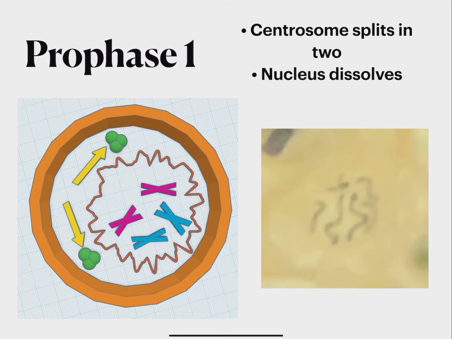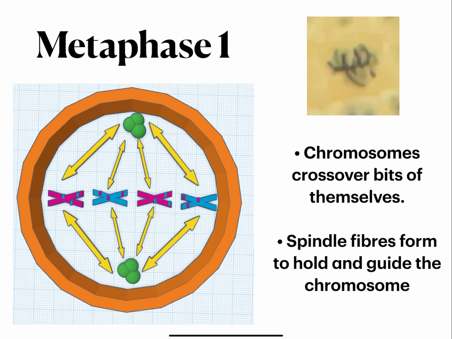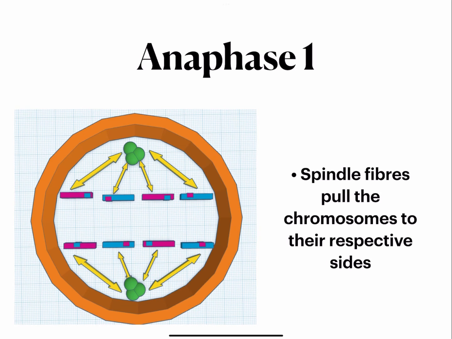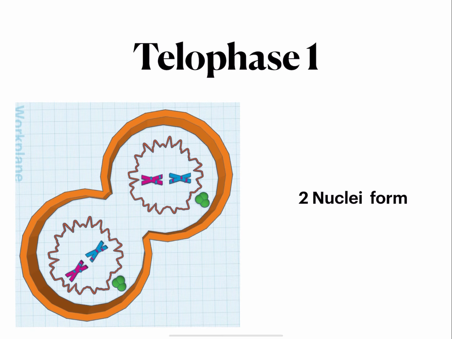In prophase, it's also again pretty much the same, but in metaphase, the chromosomes cross over bits of themselves to create more genetically diverse specimens. And then in anaphase, yet again, they are pulled apart to the separate sides, and then in telophase, they are again on their respective sides.